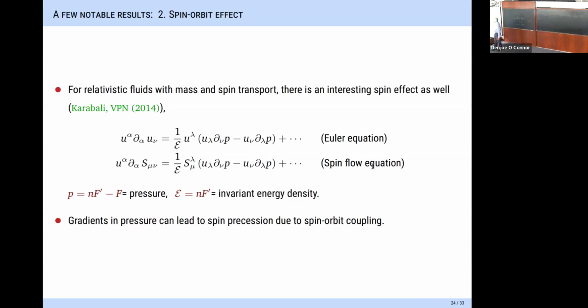This is an Euler equation. But there is a spin density because it's a relativistic system. And the spin density has its own flow, which you can write down. So there is a spin flow equation you can write down. And notice an interesting effect here: a particular combination of gradients of pressure would actually give you a spin precession. This is like a spin precession equation. And there's a spin precession that happens because of spin orbit coupling due to relativity. So this is a kind of new effect which I don't think has been noticed before in the context of fluid dynamics.